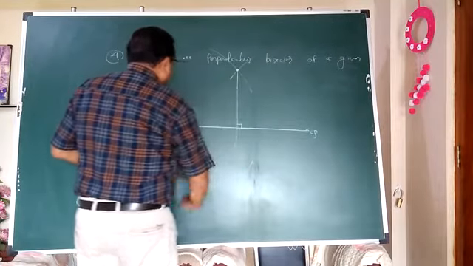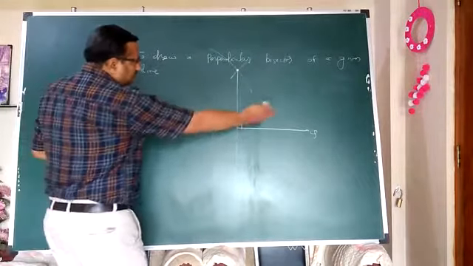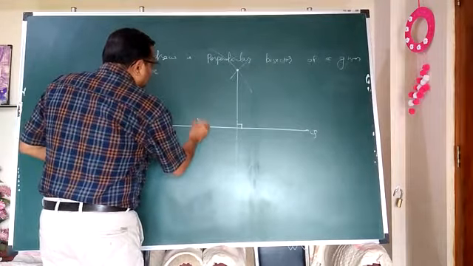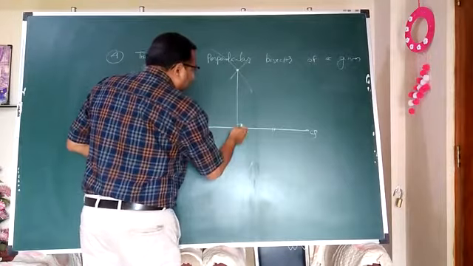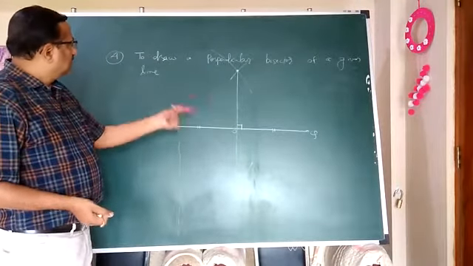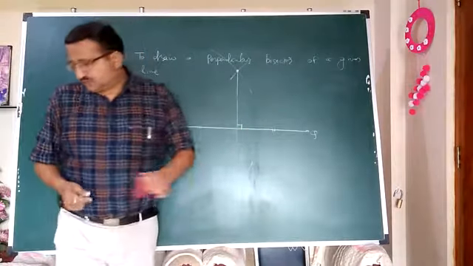This is the perpendicular bisector. The act of bisection is nothing but converting this segment into two identical parts. So when you measure PO, it should be equal to OQ. Okay, so this is nothing but the construction of the perpendicular bisector to a given line PQ.